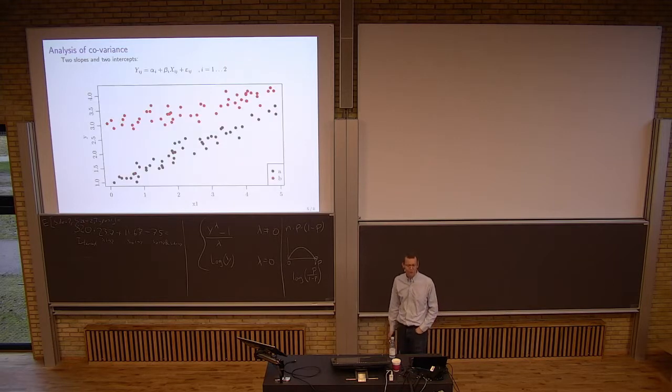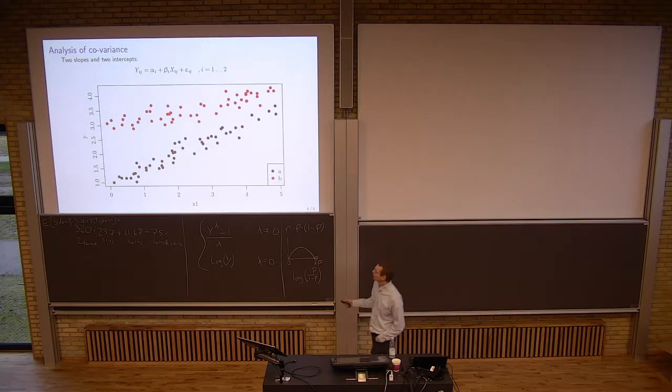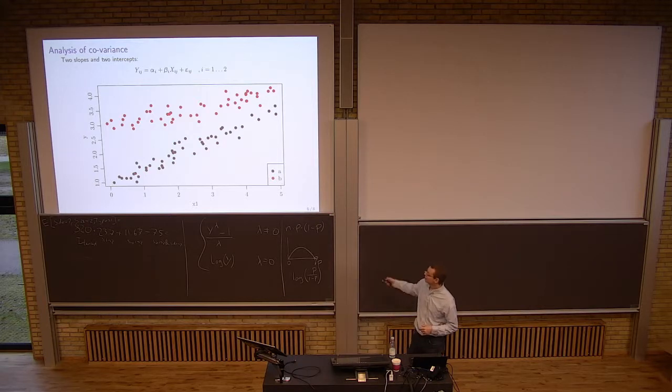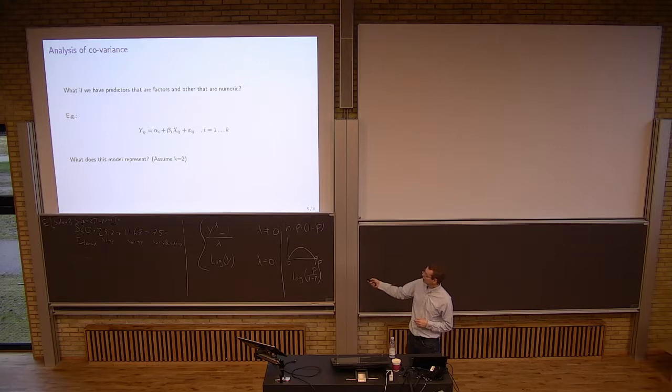I'll show you. Two slopes and two intercepts. Because this is the outcome, I just simulated some data from two groups. So we have a two-level factor, that's just the color here. We call them A and B. And then each group has its own intercept and each group has its own slope.